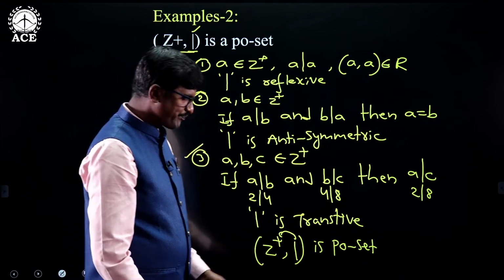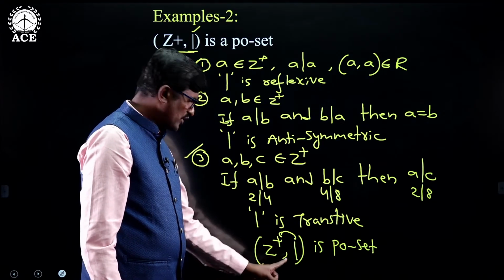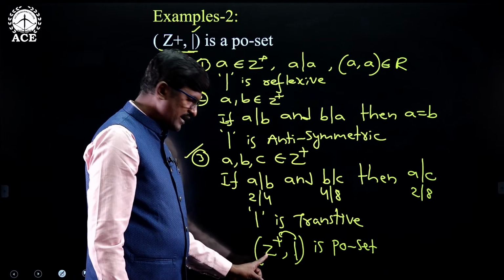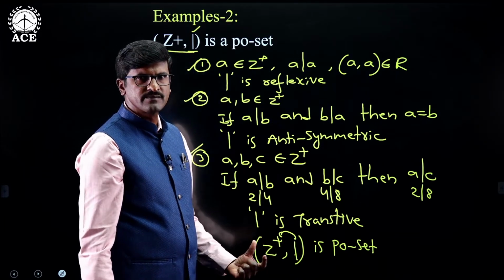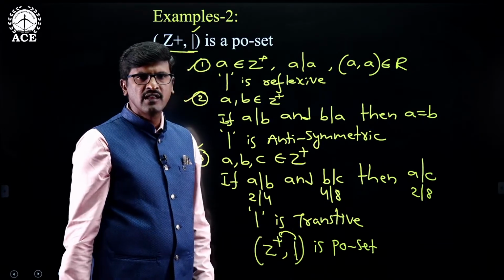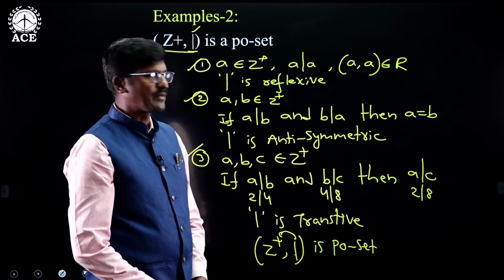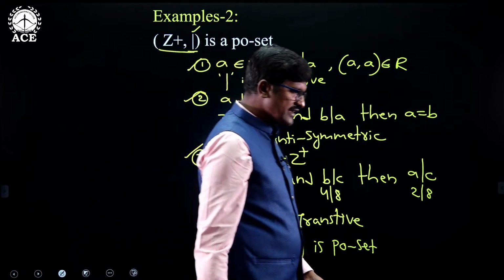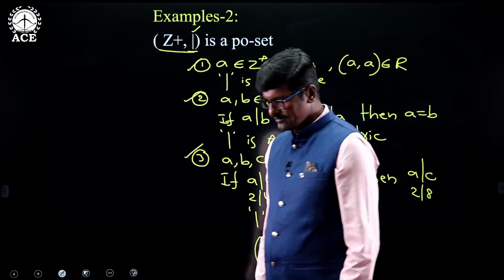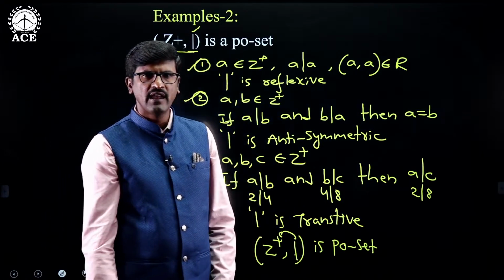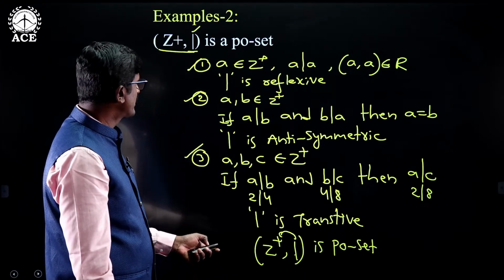A poset is nothing but a partial ordering relation defined on a set. So here divisibility is a partial ordering relation defined on the set Z plus. Then this ordered pair is called a poset. And this divisibility is called a partial ordering relation defined on the set of all positive integers Z plus. So when the given relation satisfies the reflexive property, antisymmetric property, and transitive property, then we say that the given relation is a partial ordering relation.